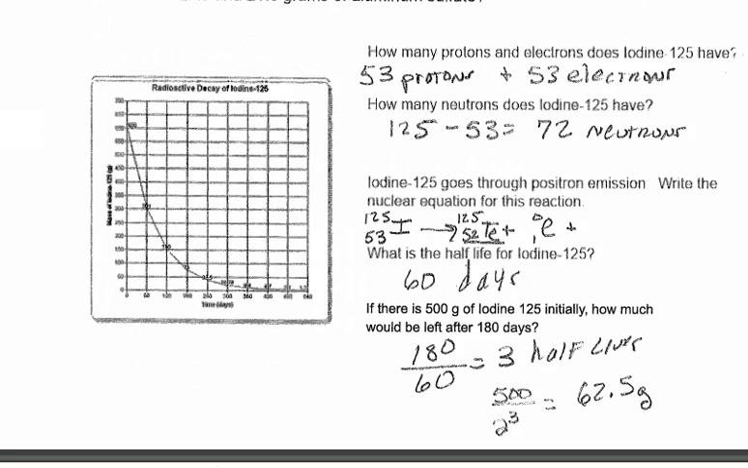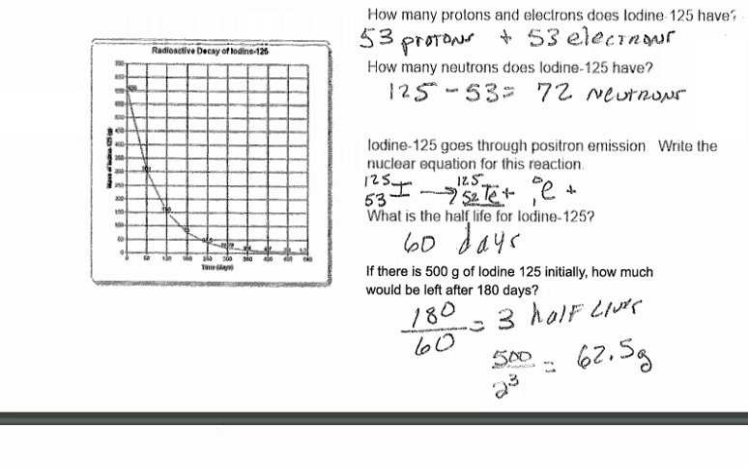Next, we do a little bit of nuclear chemistry. Okay, so this is a graph of a nuclear decay of iodine 125. How many protons and electrons does it have? Well, you go to the periodic table. Atomic number is 53, so that's our number of protons and electrons. To get neutrons, you subtract the atomic number from the atomic mass, 125 minus 53, to get 72 neutrons.